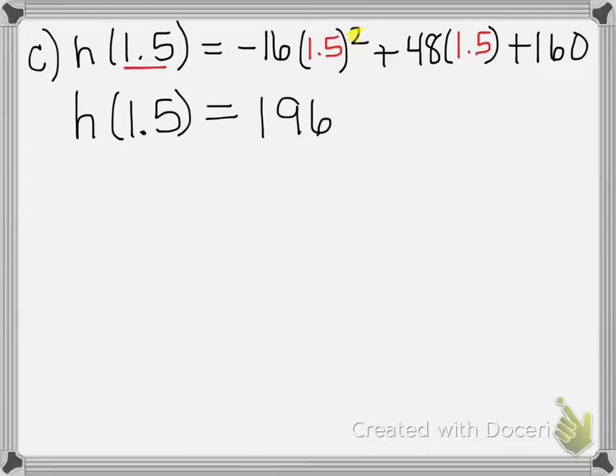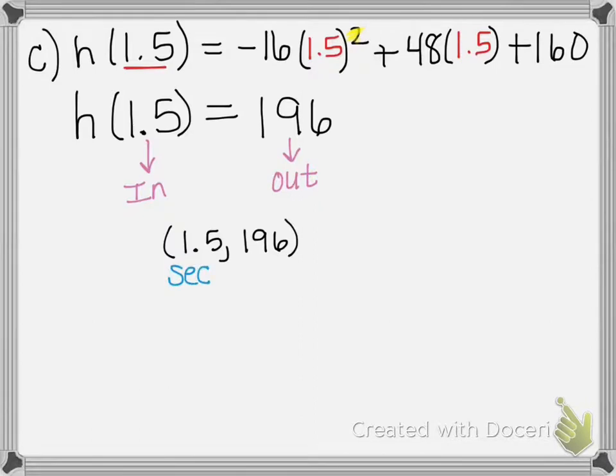Okay, so what that means is we have an ordered pair here. So let's label our input and output. I just want to make sure we all understand really how important it is to know your input and your output. So our 1.5 is our input value, and our 196 is our output value. So what that tells me is that if I were to look at this graph, the ordered pair (1.5, 196) would be on the graph of this function. Now remember how earlier we labeled these. The input value is seconds and the output value is feet.